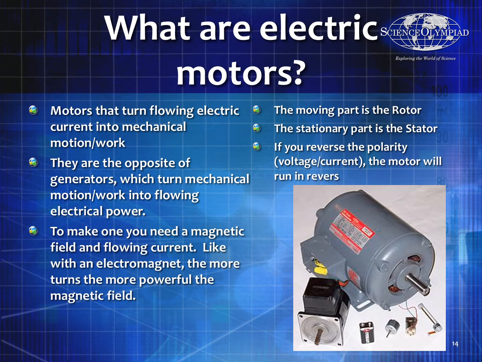Now, if you want to use one of these as a generator, it works exactly the opposite. If I turn a motor, it will actually generate electrical current. The moving part of a motor is always called the rotor, for rotating, and the stationary part is always called the stator, for stationary. With DC motors, if you reverse the direction of the current, you'll make the motor spin backwards. We're going to get more into motors later on, but this is just an introduction.